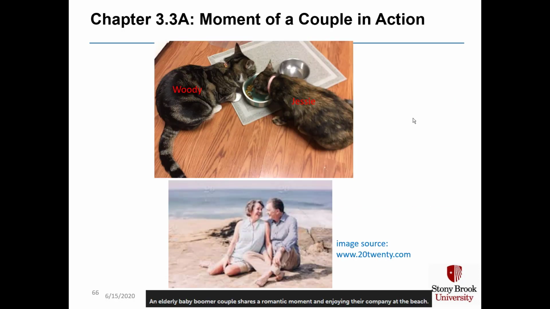Here's some other moments of couples in action. Here's Woody and Jessie fighting for food. It was supposed to be Woody's food, but Jessie does not have good table manners. She shoved his head out of the way and started eating. Here on the bottom, we have elderly baby boomer couples sharing a romantic moment at the beach. This one hurts. I'm a baby boomer.